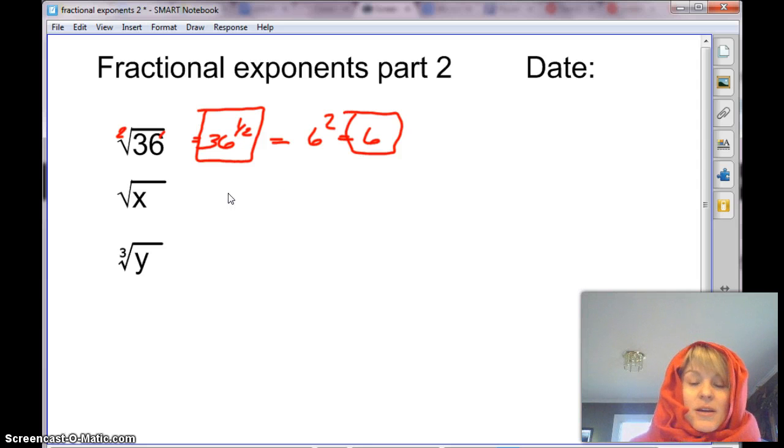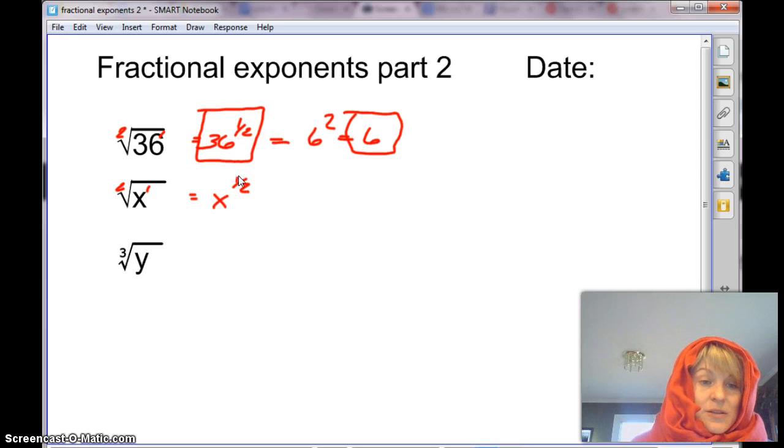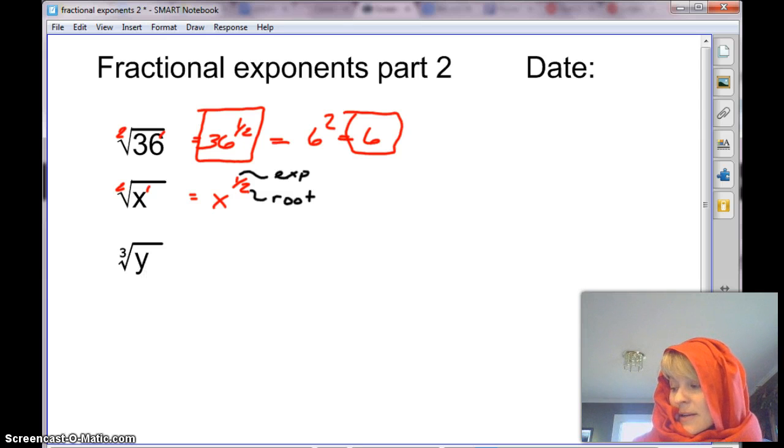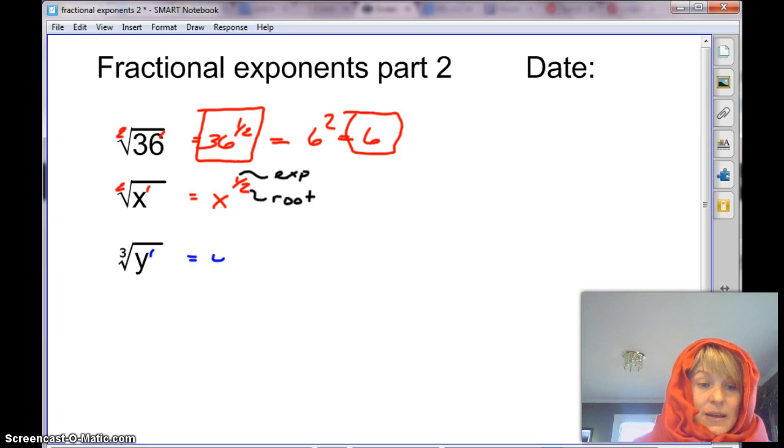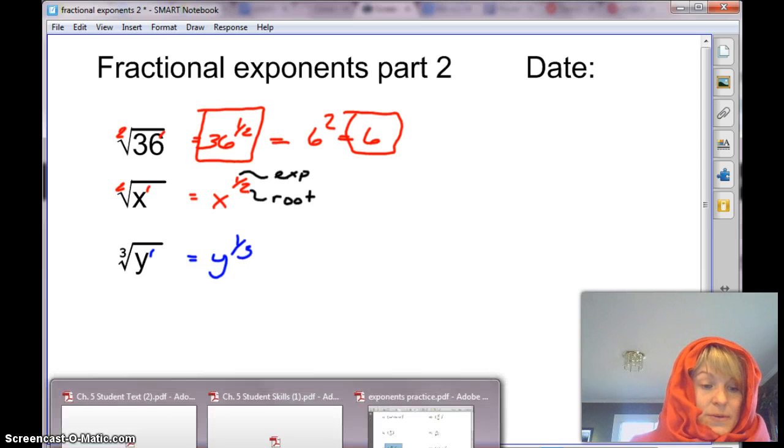If my directions are to solve, I would put the answer as 6, because 6 times 6 is 36. Okay. Now here we have x. We don't know what x is. It's some unknown number. But I know this is a square root, and I know this is to the power of 1. So I can just make that x to the 1/2. And again, just like we talked about in yesterday's notes, the numerator is your exponent, and the denominator is your root. Okay, so same thing here. This is the third root. It's to the 1 power, so I can rewrite that as y to the 1/3. Okay, pretty straightforward.